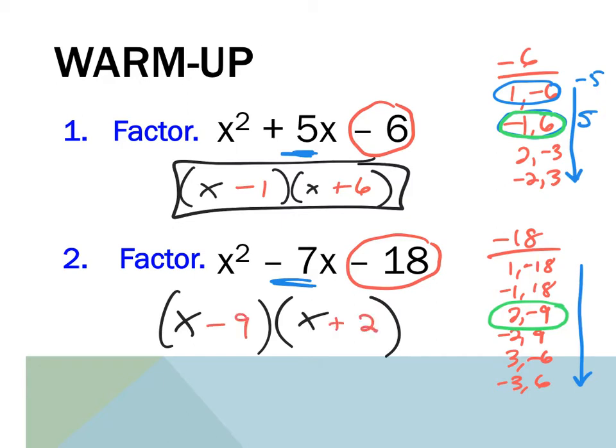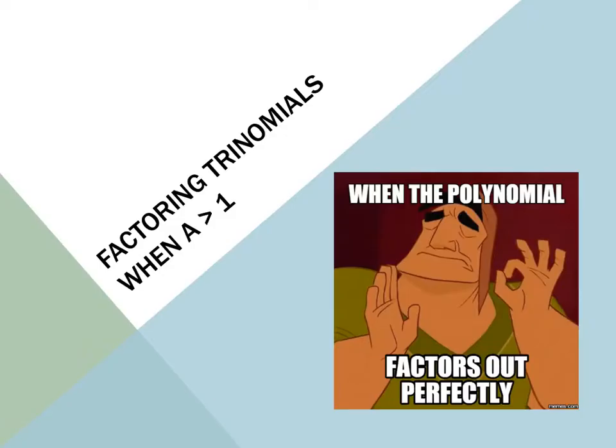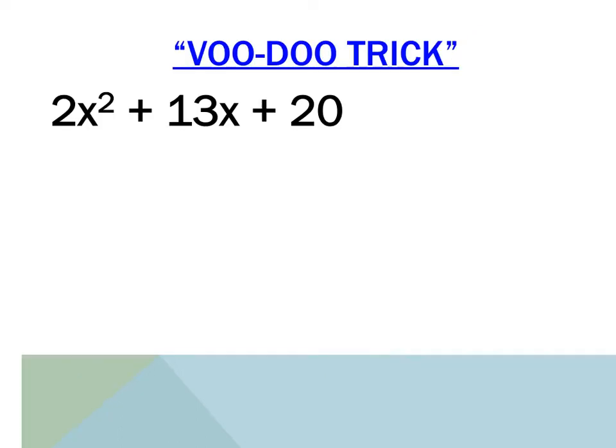And it doesn't matter the order that you put these in. You can flip-flop them. So if you had x plus 2 and x minus 9, it'd be the same answer here because of the commutative property. So today we're looking at factoring trinomials when your coefficient in front of x squared is bigger than 1. And so you might not split it up as x and x anymore. You might have some coefficients in front. So when we do this, we do a process called the voodoo trick or the voodoo method.